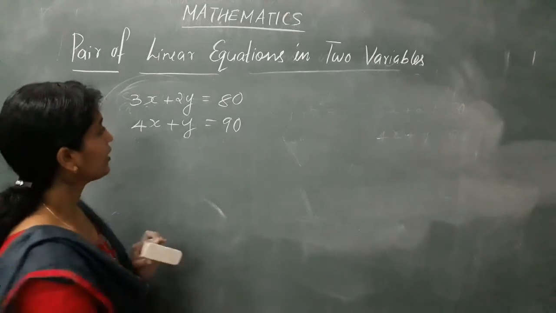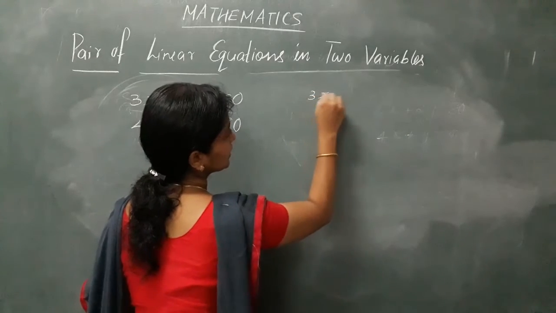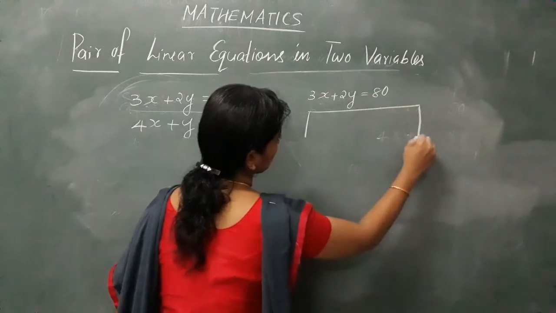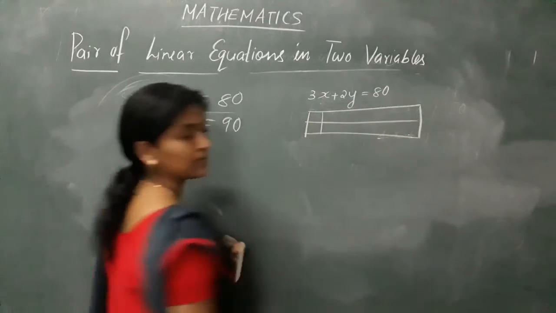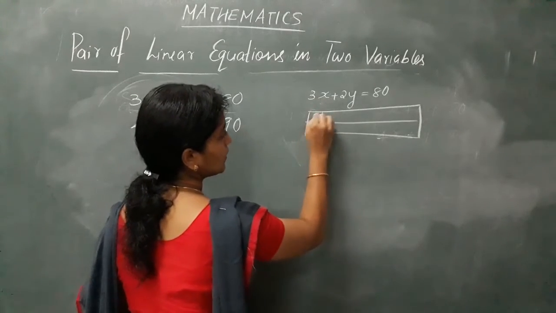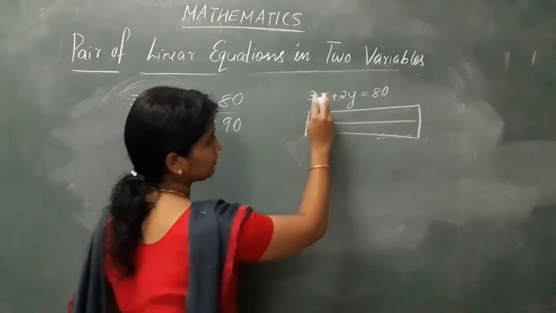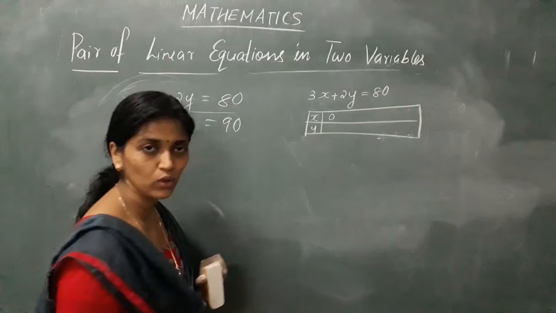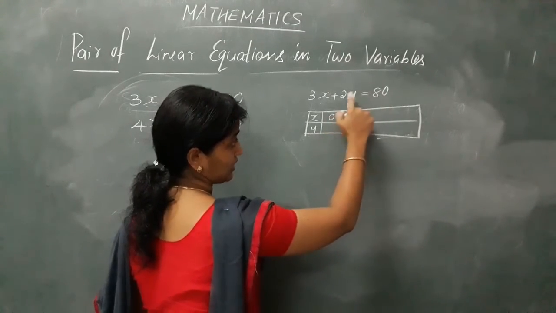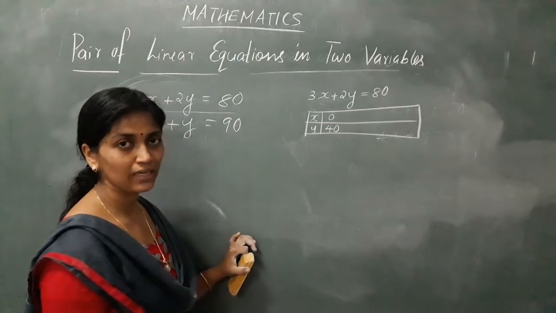For that, we take each equation. I will take the first equation, 3x plus 2y equal to 80, and find the solutions of this linear equation. We studied last time how to do this. So I have taken x and y. How will we find the solution? I am going to give some values for x. I take x as 0. When x is 0, y is 80 by 2, that is 40. That is the solution. Clear?